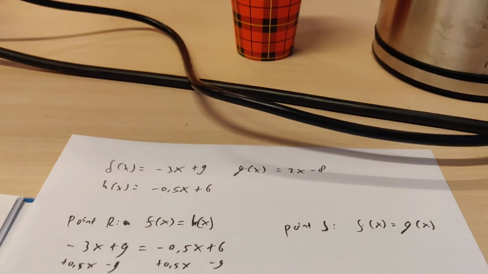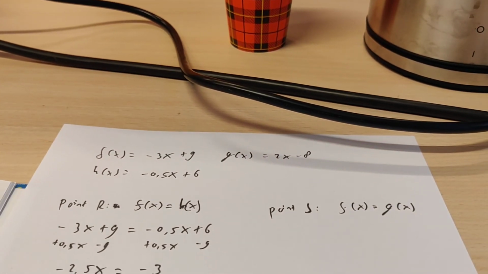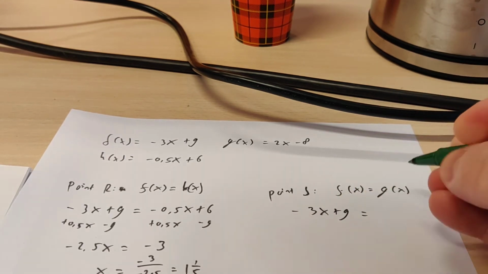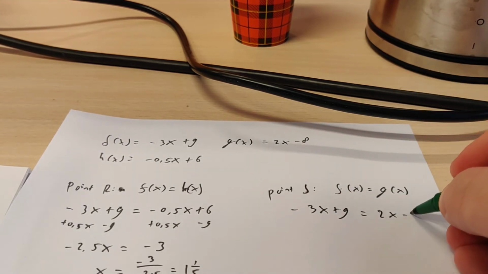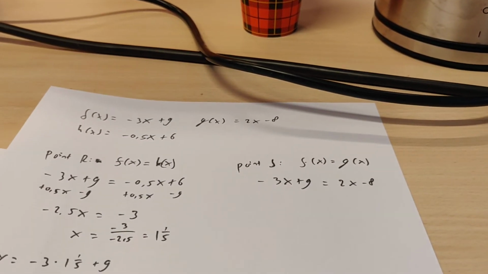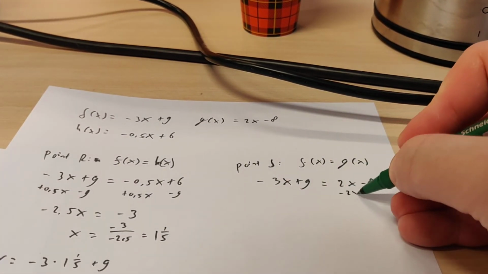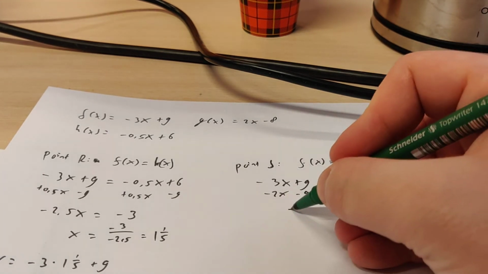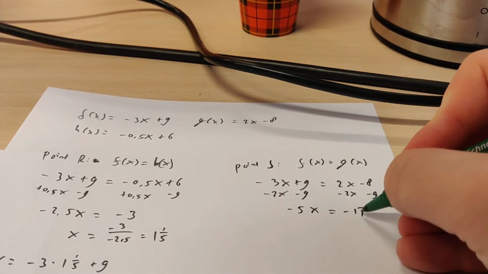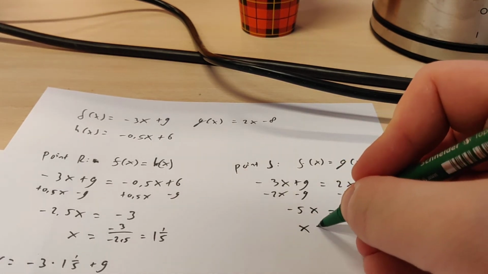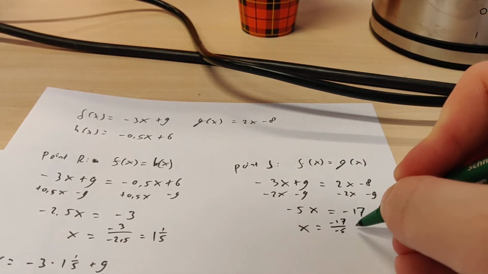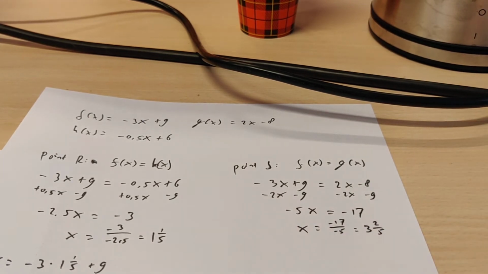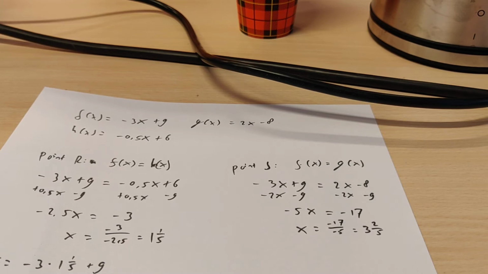Then we're going to go to point s. For point s, fx is the same as gx. So I have to say that minus 3x plus 9 equals, and gx is 2x minus 8. So this is what we need to work out. So I'm going to do minus 2x over here, so also over there, and minus 9 over here, so also over there. Then you get minus 5x equals minus 17. So then we're going to divide minus 17 by 5, and then you get 3 2/5. And that's x. But you can also use a decimal number, then it's 3.4.